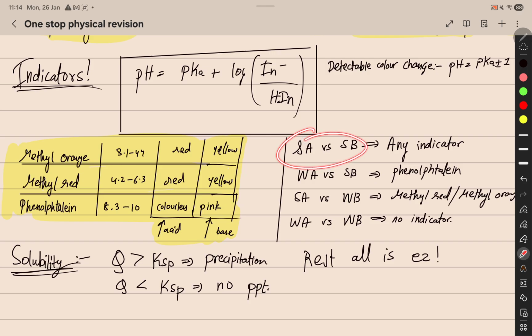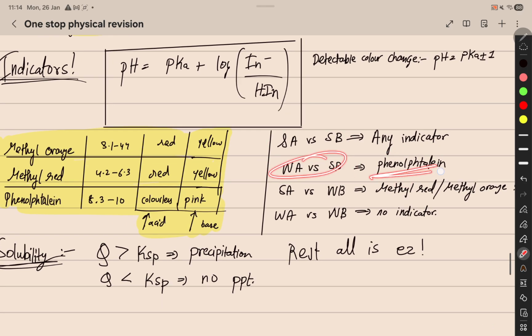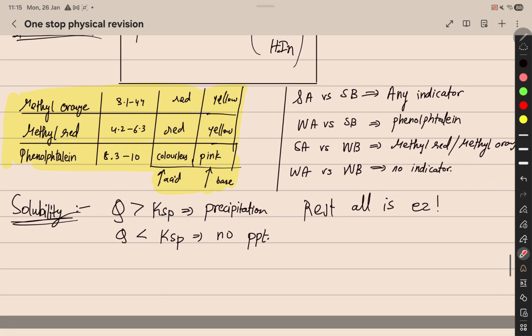In strong acid strong base titration, we can use any indicator. In weak acid strong base titrations, we can use phenolphthalein. In strong acid weak base titrations, we can use methyl red or methyl orange. In weak acid weak base, you cannot use any indicator. Then we have solubility, which is kind of common sense. If Q is greater than Ksp, it will precipitate. If Q is less than Ksp, there is no precipitate, and the rest of solubility is easy, like common ions.